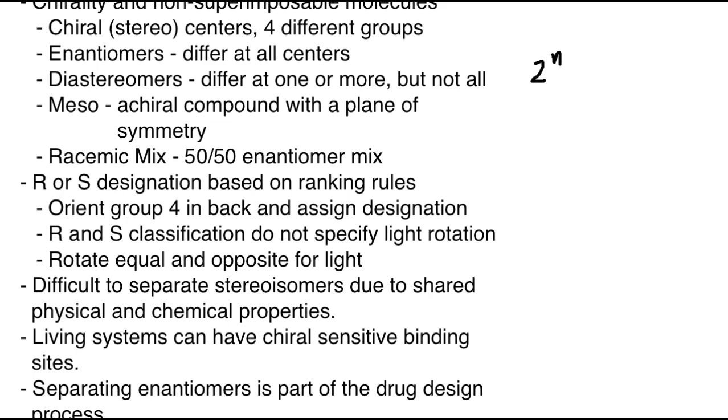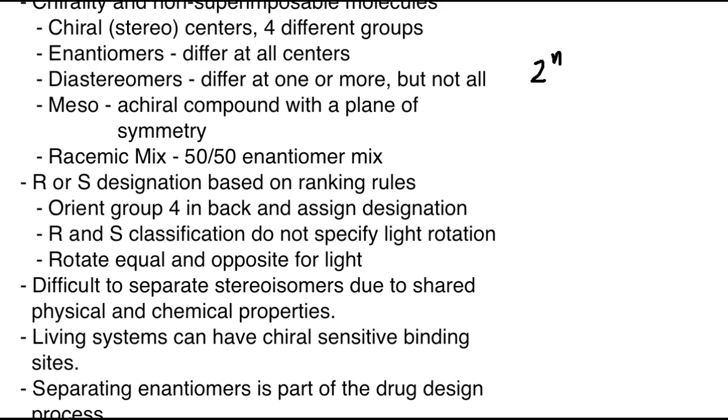However, we noted that R and S classification do not specify light rotation. In other words, R does not always rotate light to the right, and S does not always rotate it to the left. It has to be determined experimentally, and once you've done that, you can assign what's called the absolute configuration. What we do know is that the R and the S molecules will rotate light in equal and opposite directions if you're dealing with pure enantiomer solutions of one another. And you can use something called a polarimeter to determine that.